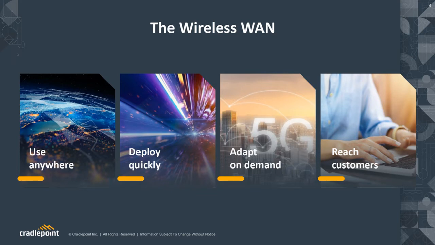You're really free to open up locations or to access data or collect data from anywhere. We see this, and we'll talk through some of the use cases, but this is probably one of the chief benefits of a wireless WAN. The second is that you can deploy quickly.